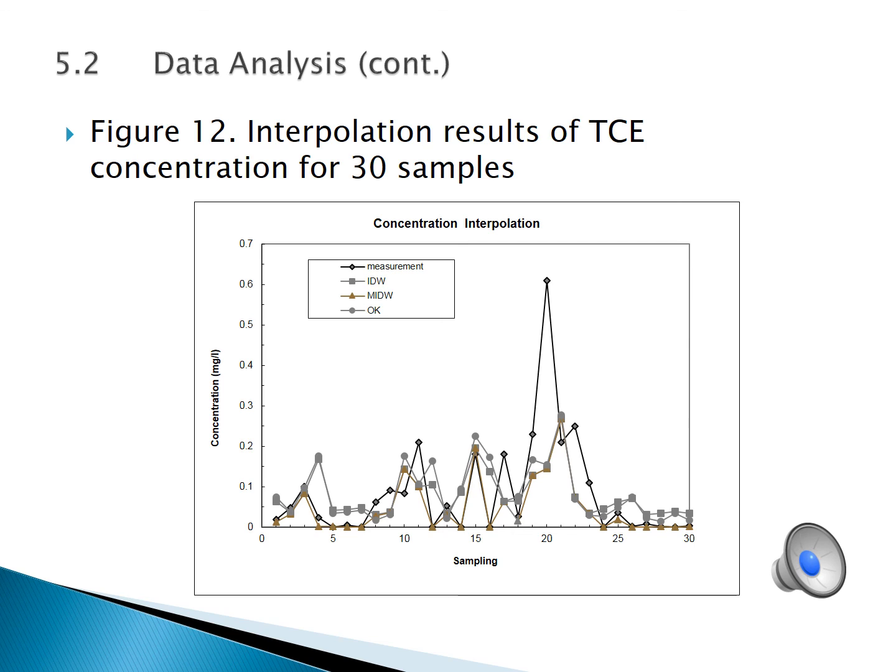It is indicated in the figure that in the well with ID 20, the highest concentration of TCE, 0.6 milligrams per liter, is detected. At some other wells, the TCE concentration is close to 0. The absolute interpolation error is observed at well 20.